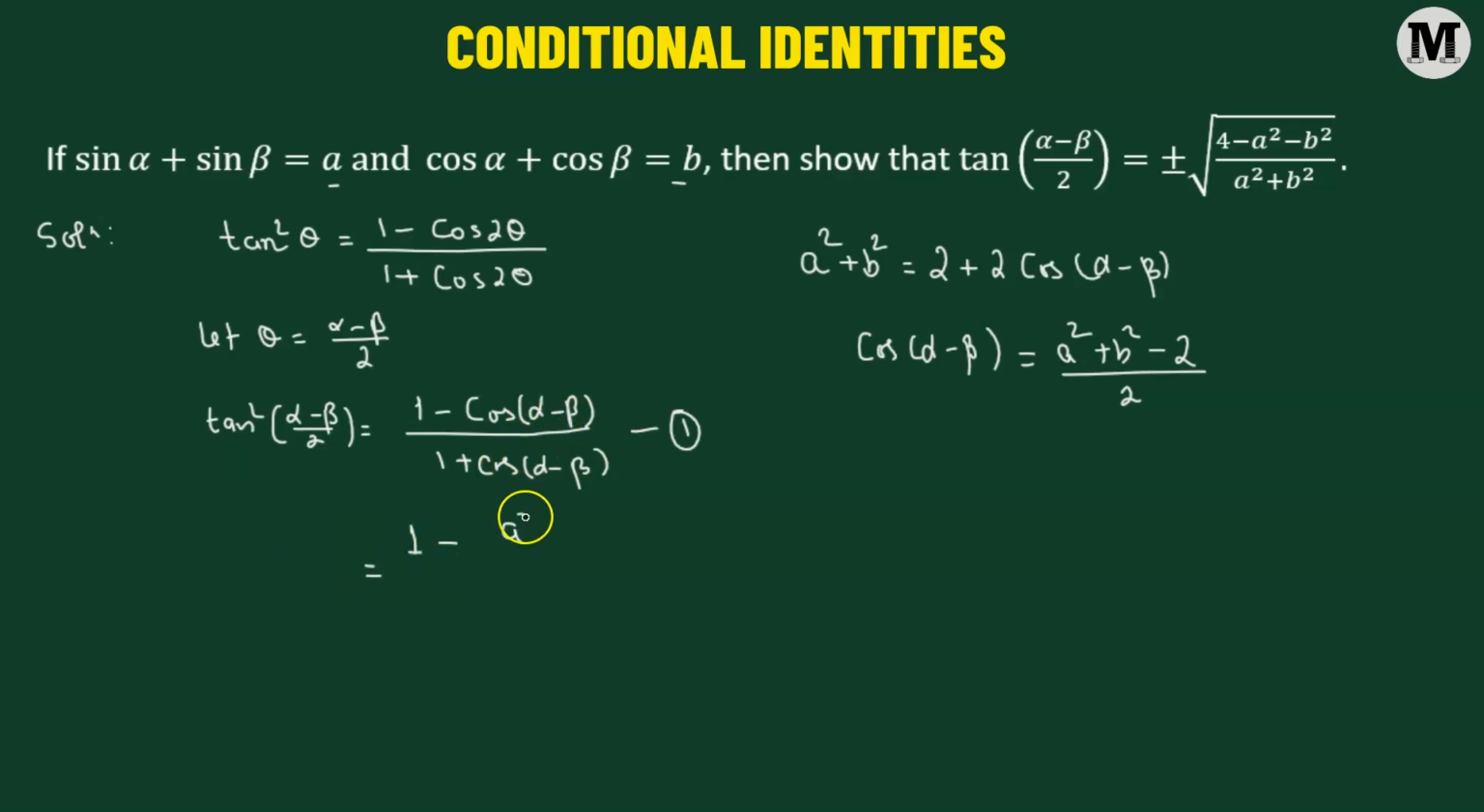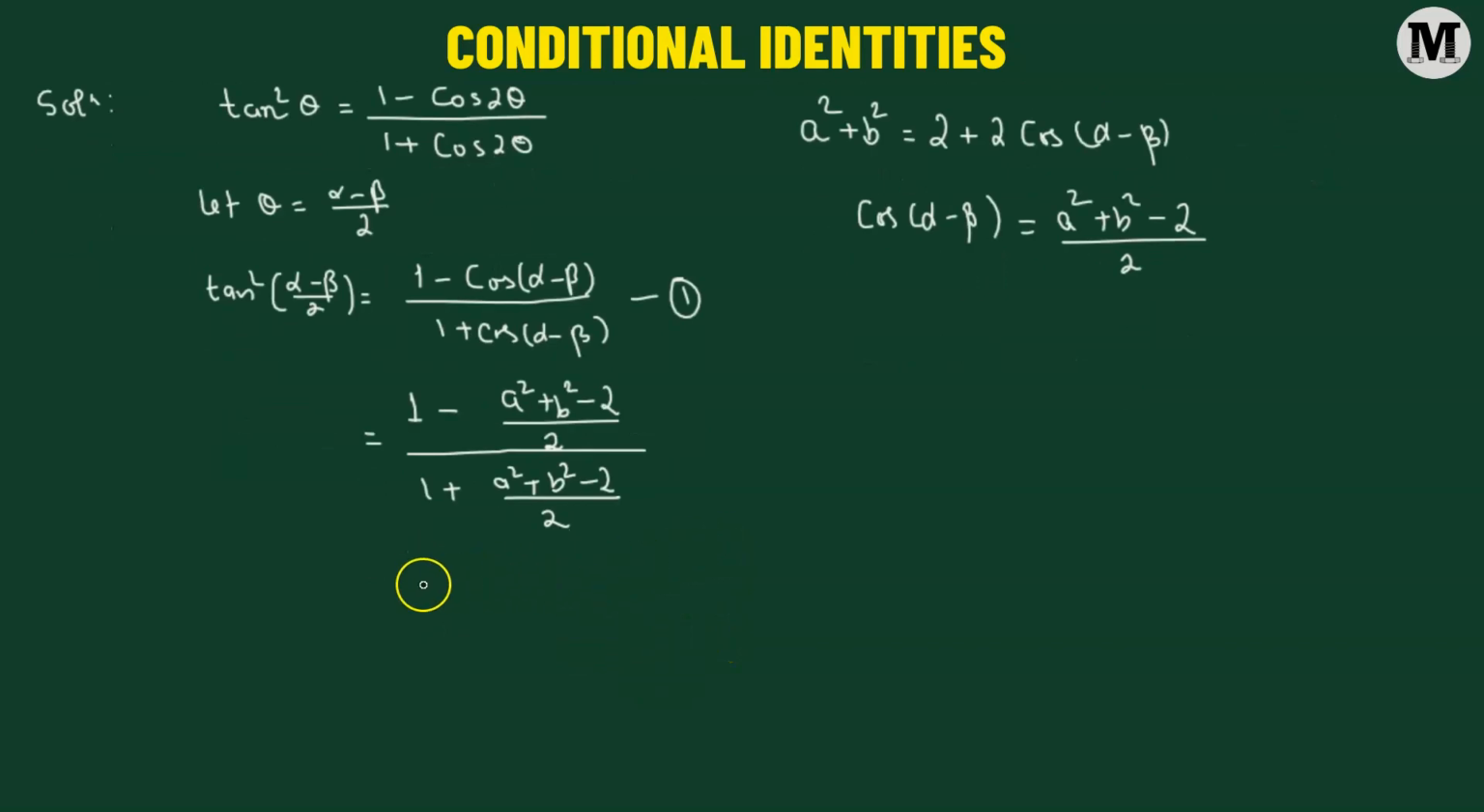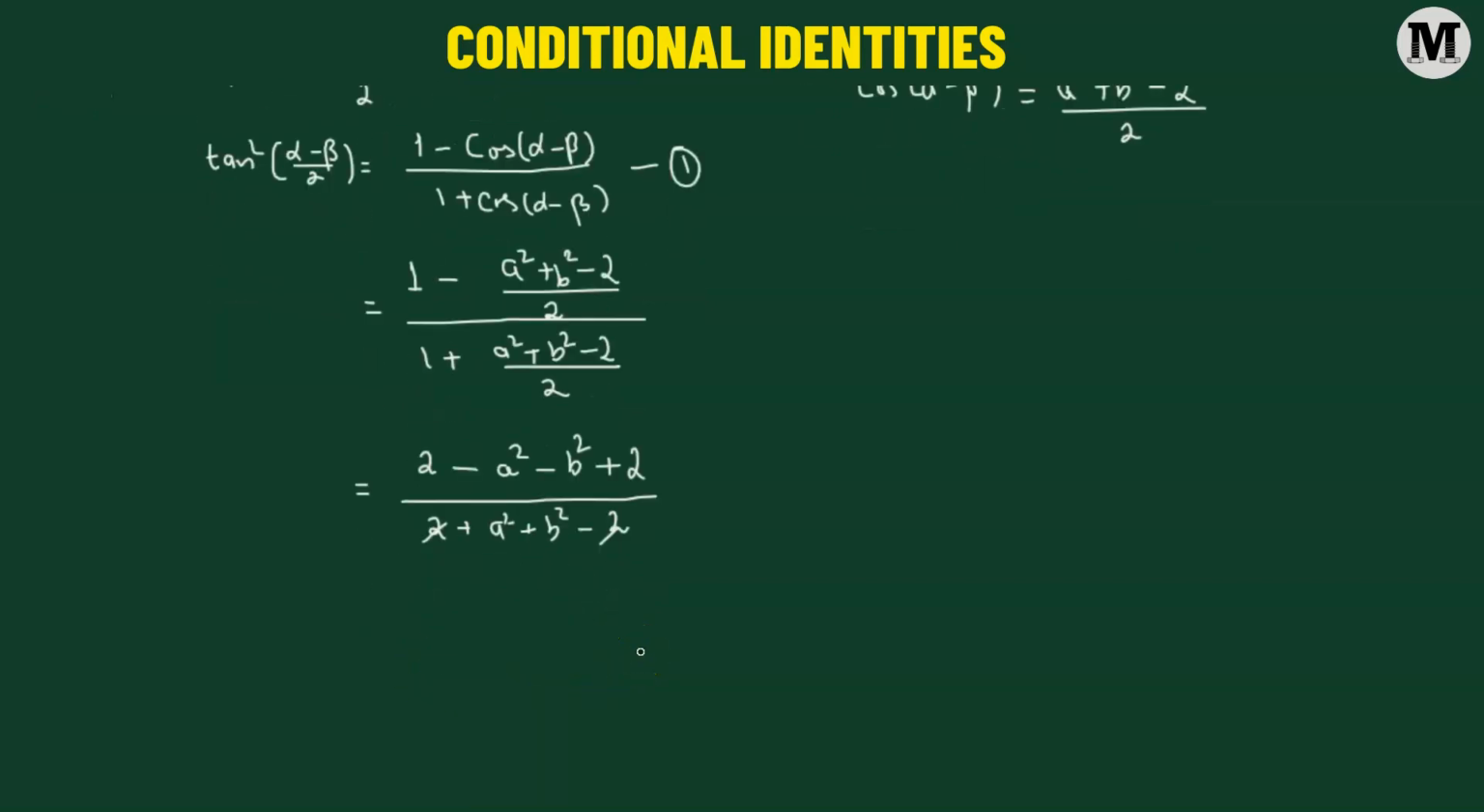So we have 1 minus (a squared plus b squared minus 2) divided by 2 in the numerator, and in the denominator we have 1 added to (a squared plus b squared minus 2) whole divided by 2. Now let's multiply both numerator and denominator by 2. That gives us 2 minus a squared minus b squared plus 2 divided by 2 plus a squared plus b squared minus 2. Here we can cancel out the 2 and the 2 in the denominator, and in the numerator we'll be left with 4.